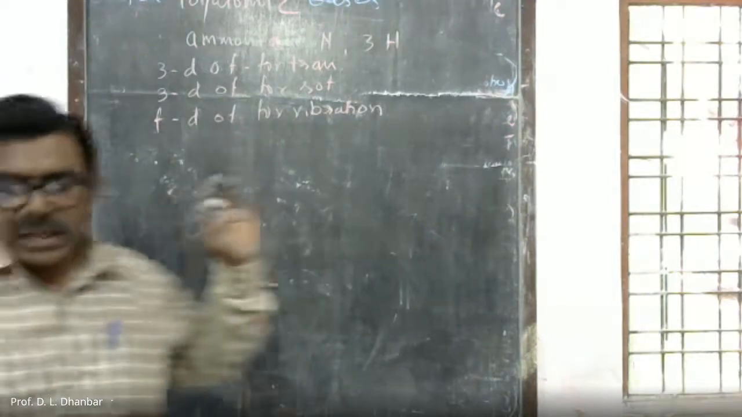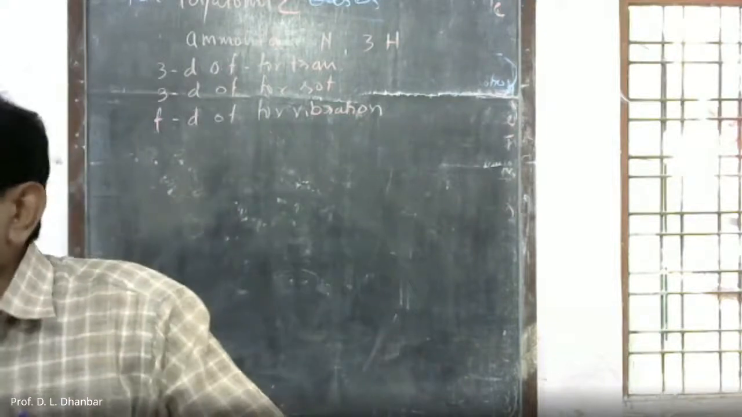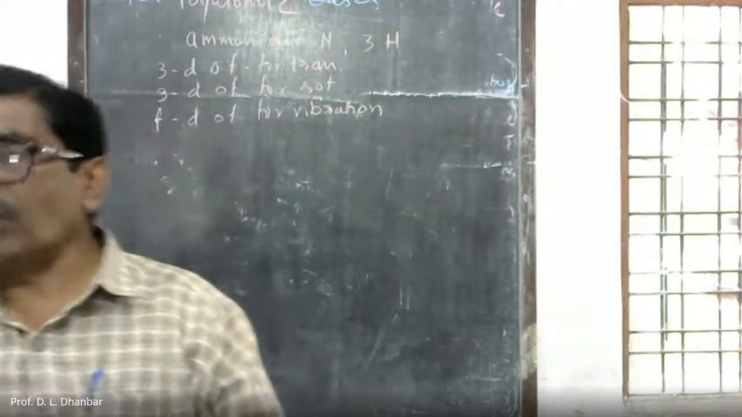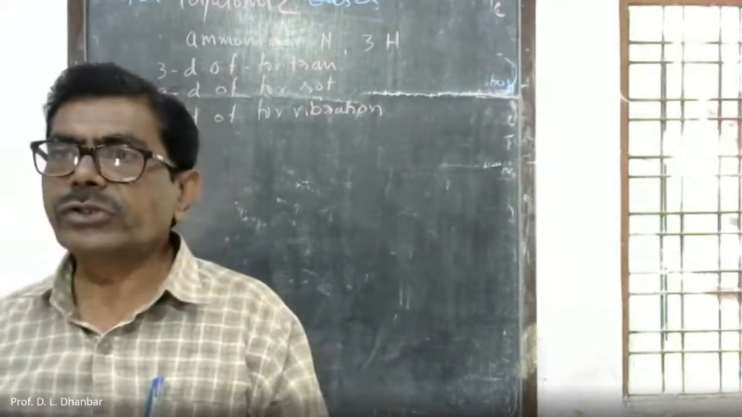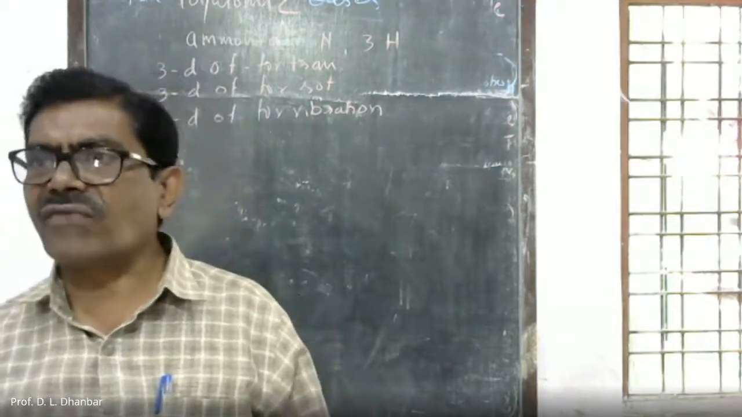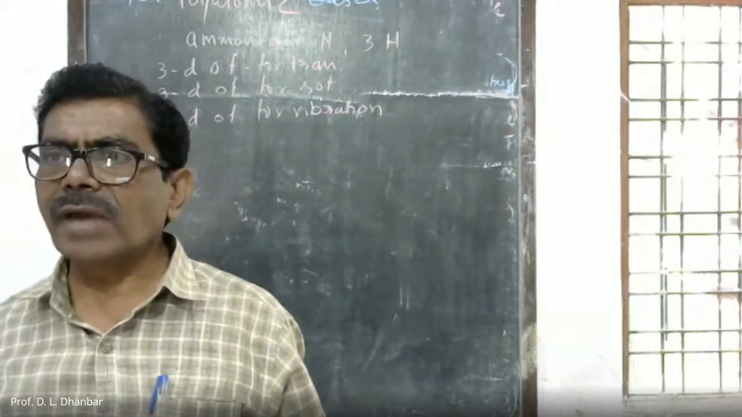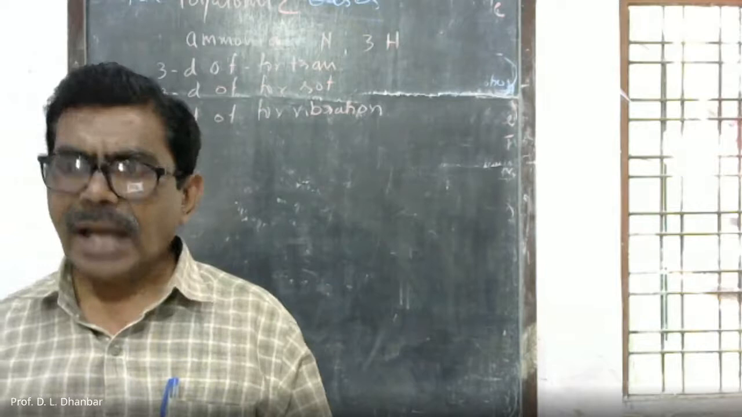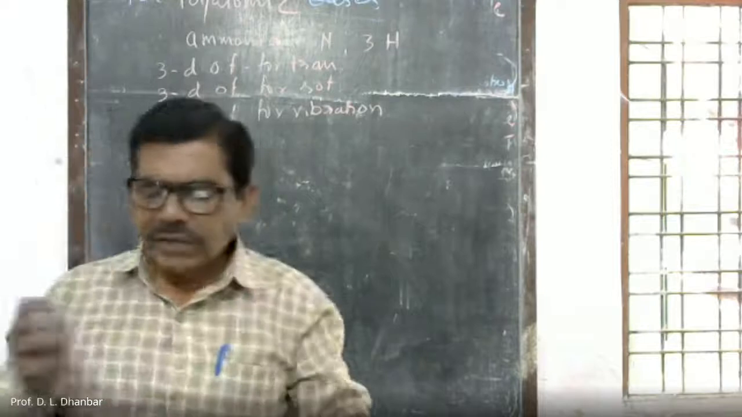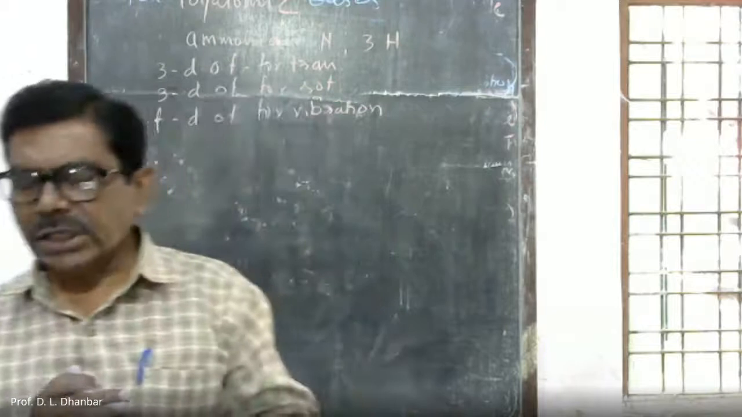Here there are 3 degrees of freedom for translational motion, 3 degrees of freedom for rotational motion, and for vibrational mode we will consider f. F can be any number. So f is the degree of freedom for vibrational mode. F is related with the kinetic energy and the potential energy of the molecule.